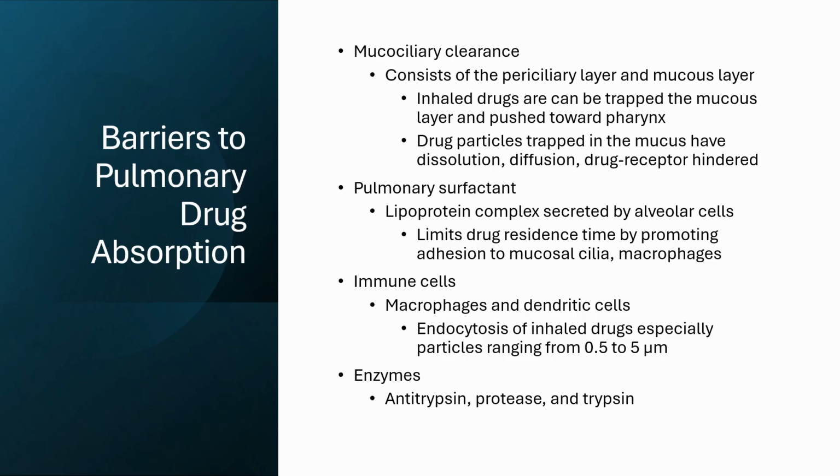Pulmonary macrophages and dendritic cells play a crucial role in eliminating foreign bodies. Endocytosis is one of the main ways that drug absorption of inhaled drugs is diminished, especially for particles ranging in size from 0.5 to 5 micrometers. Metabolic enzymes can also play a role in the absorption of drugs. In the lungs, some examples of enzymes include antitrypsin, protease, and trypsin.